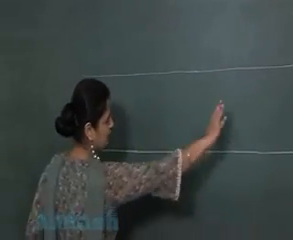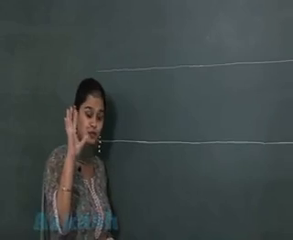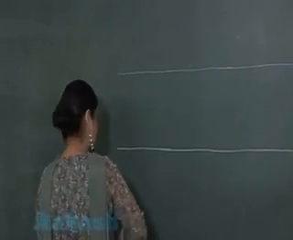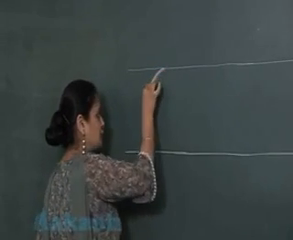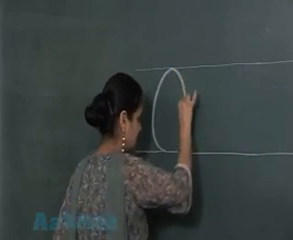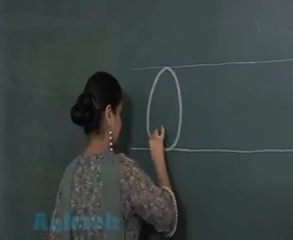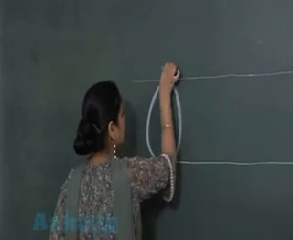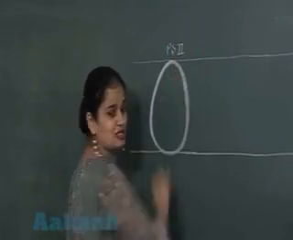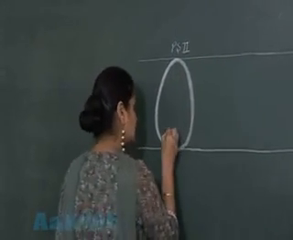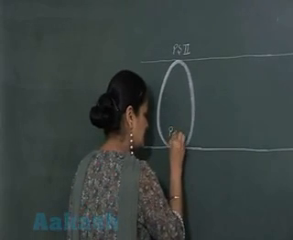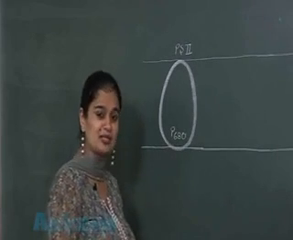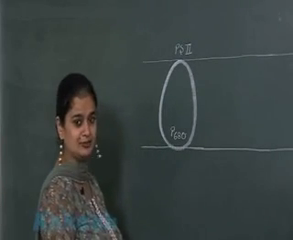Now in the thylakoid membrane there will be the presence of photosystems. The first photosystem which I am forming here is photosystem 2. You know that in photosystem 2 the reaction center is P680, a special chlorophyll A molecule which shows absorption maxima at 680 nanometer.